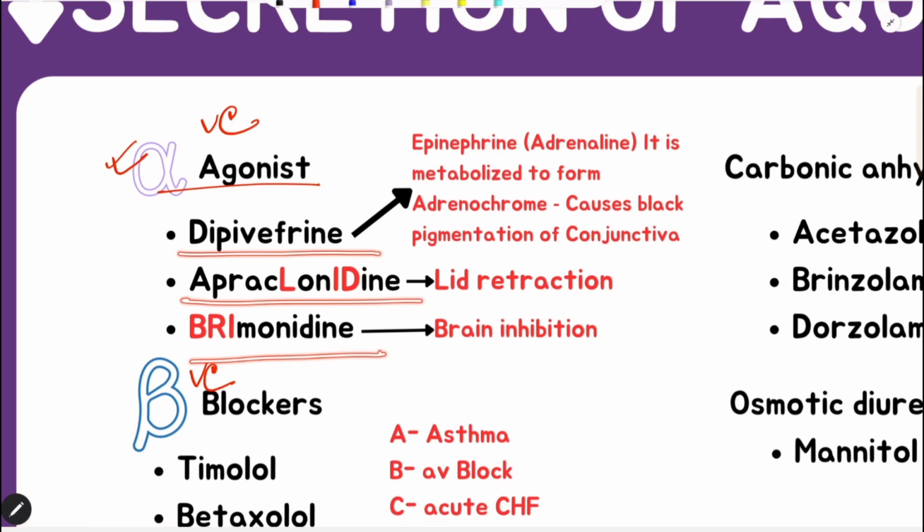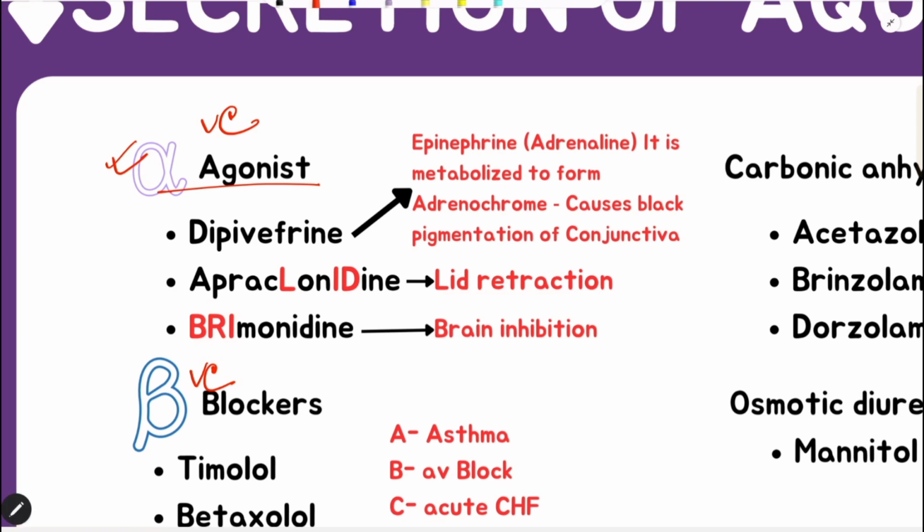We can remember the adverse effects of these drugs from their names. We can see that apraclonidine contains LID, so you can remember apraclonidine causes lid retraction. We can see brimonidine contains BR, that means brain, and here I means inhibition. So brimonidine causes brain inhibition, especially in children, which can produce apnea. So brimonidine is contraindicated in children, especially less than 2 years old.